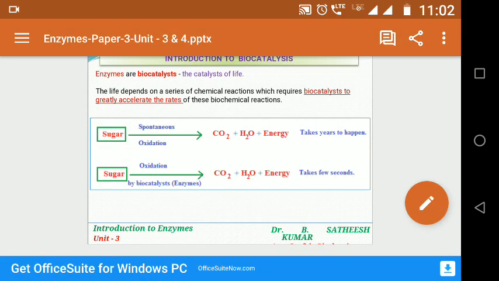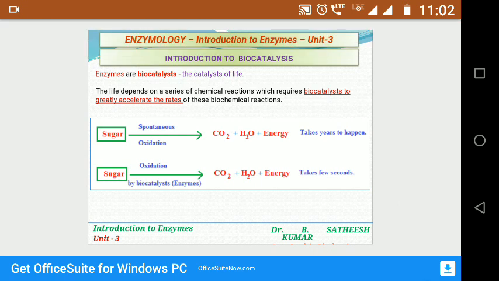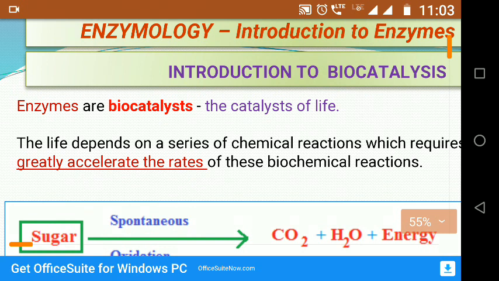To start with, I am going to answer the first question: why these enzymes are necessary for any biological system. First of all, we will see the definition of enzymes. A very simple definition: enzymes are biocatalysts of life. Here you can see that enzymes are the catalysts of life. Bio means life and catalyst is a catalyst. In Telugu we call it utprerakam.